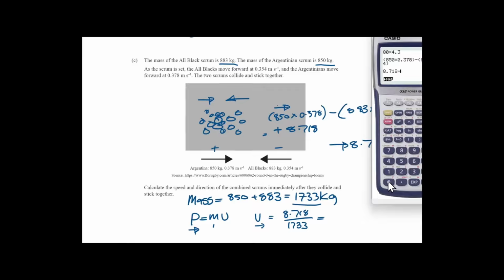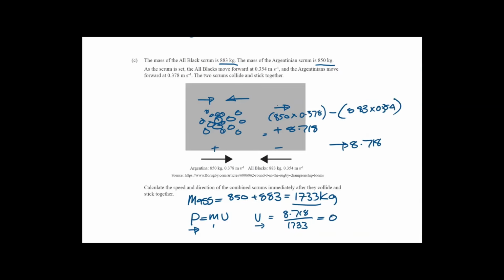8.718 divided by 1,733. So it's moving very, very small. 0.005 meters per second in the direction Argentina is pushing the once great All Black pack.